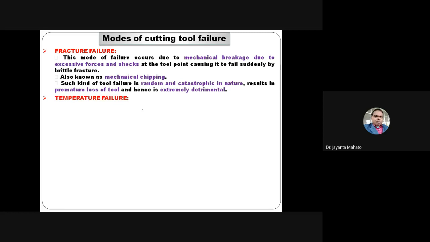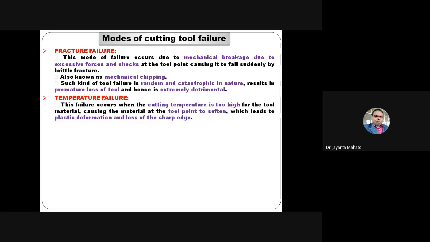Another is temperature failure. So during cutting, what happens? The tool and the chips as well as the finished surface are always in contact. Due to the friction between the chips and the finished surface, heat is produced. This heat is the cutting temperature. This cutting temperature increases to a high level.